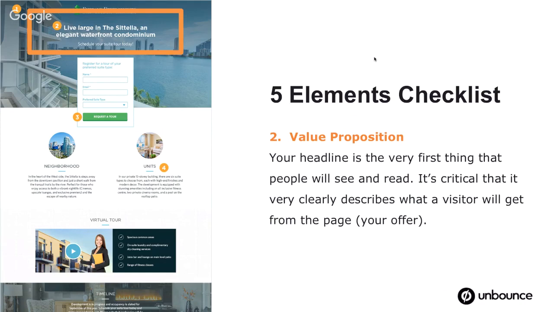Second is the value prop. Typically, this comes in the form of a headline and possibly a subhead. The value prop serves 2 distinct functions simultaneously. First, it acts as a confirmation that the visitor ended up on the right page and they can indeed act upon the ad that they saw. And second, it should clearly communicate what it is that you're offering. So in the example on the screen, it's very clear that if a person fills out the form, they're going to be scheduling a suite tour for a waterfront condo.